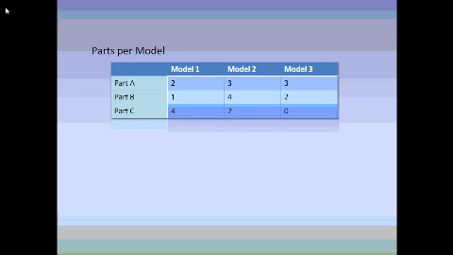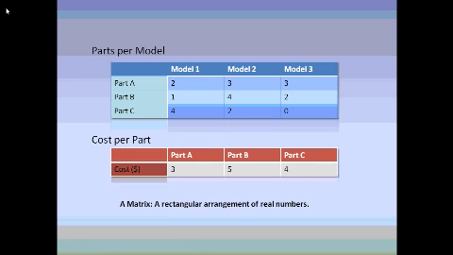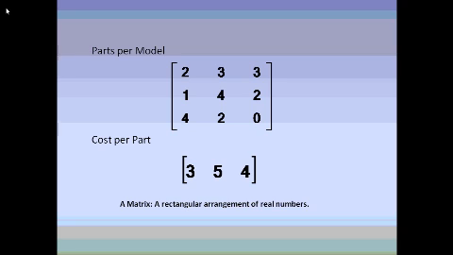Let's see what your boss gave you. A parts per model chart listing the number of each of the 3 parts needed to build each of the 3 models, and a cost per part chart listing how much each of these 3 parts cost. While they may not look it, these are both matrices. A matrix is simply a rectangular arrangement of real numbers. A matrix is useful because it conveniently displays information. Usually, however, we represent matrices like this. Here are the 2 matrices your boss gave you, represented in the standard matrix format.